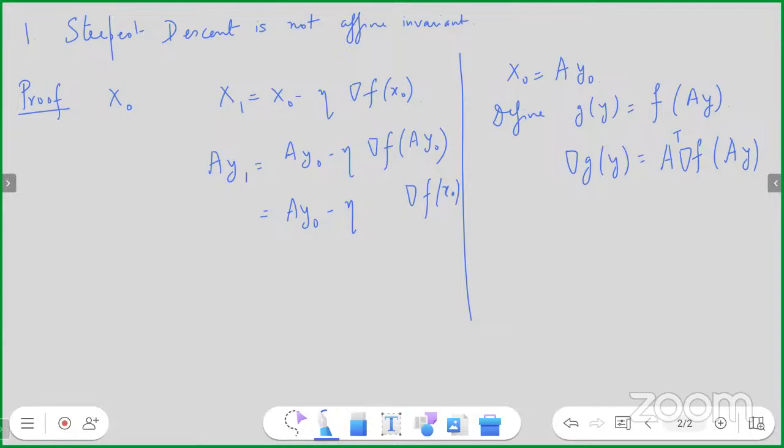Why is Ay1 equal to Ay0 minus the gradient of f at y1? We don't know that that's correct. It shouldn't be the gradient of f at Ay1, it should be the gradient of f at x1. What are you saying? Ay1 is equal to A y0 minus A times eta times the gradient of f.